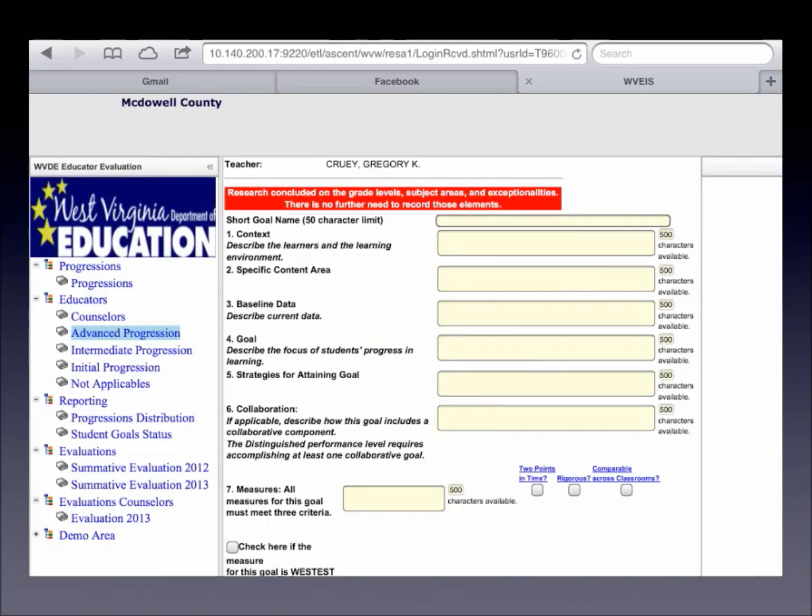This is a closer look at the form. The first thing that you need to do is enter a name for your goal, and it should be a practical name, 6th grade math goal, something like that. You get up to 50 characters, and that includes your spaces.